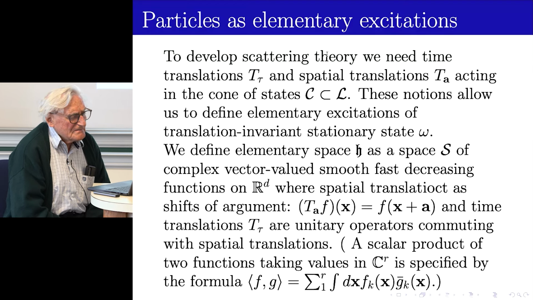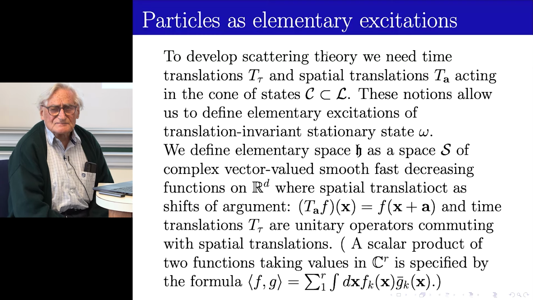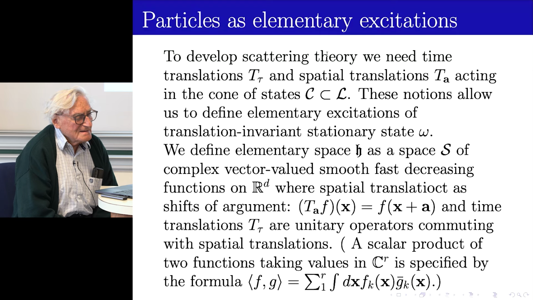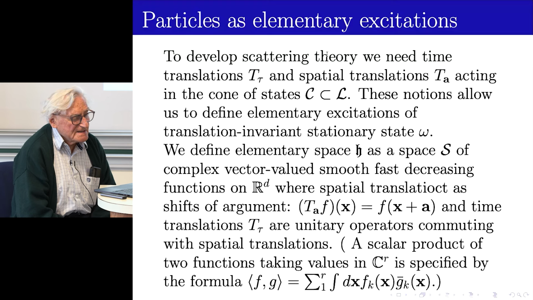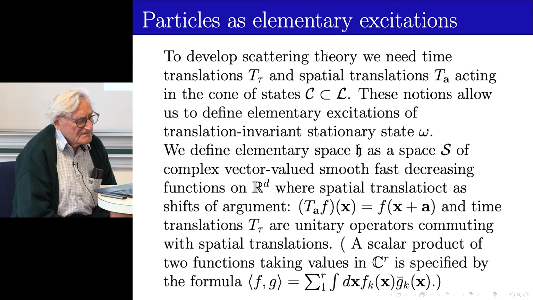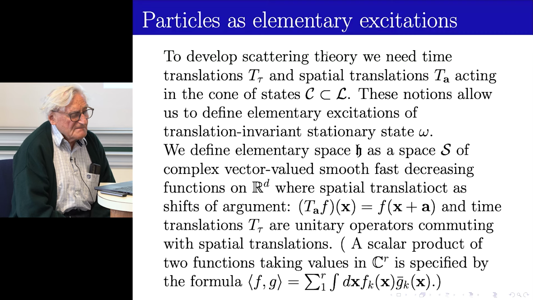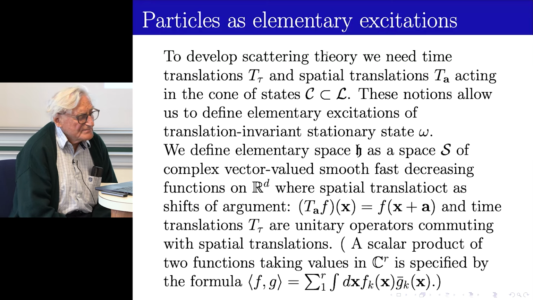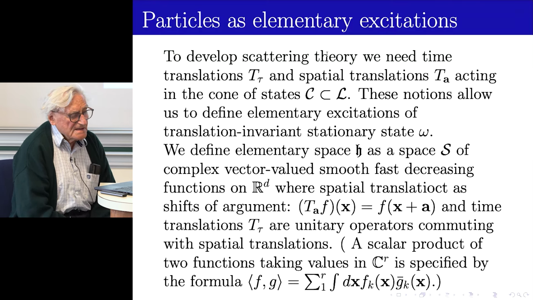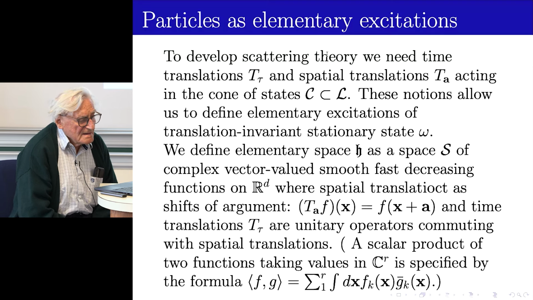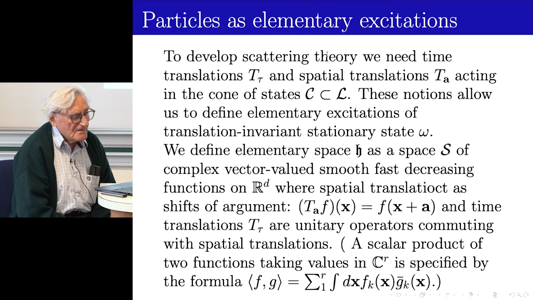So, but what do I need in my theory to develop the scattering theory? First of all, I need this set of states. I say that it's a cone of states, which is a subset of some topological vector space or Banach space in particular. And I need time translations, evolution operators, and spatial translations, so that together they should form a commutative group.